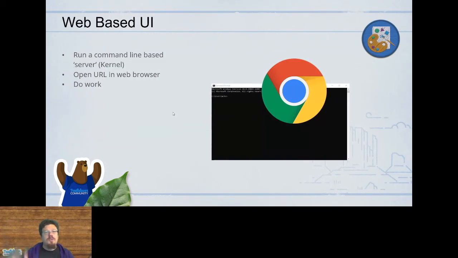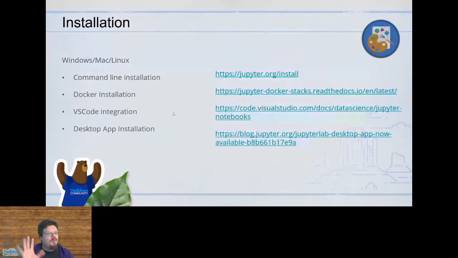To install Jupyter Notebook, there are a lot of different installation paths. It'll run on Windows, Mac, and Linux. There's a command line installation. On Mac and Linux, you just apt-get install jupyter-notebook. On Mac, you could use Homebrew to install JupyterLab. If you're running Windows Subsystem for Linux, you could use apt-get install jupyter-notebook that way.